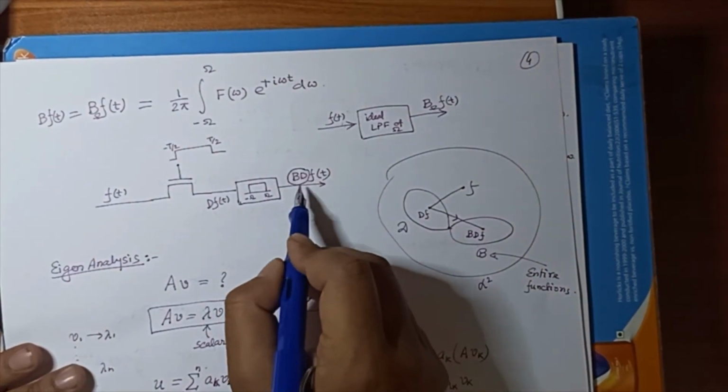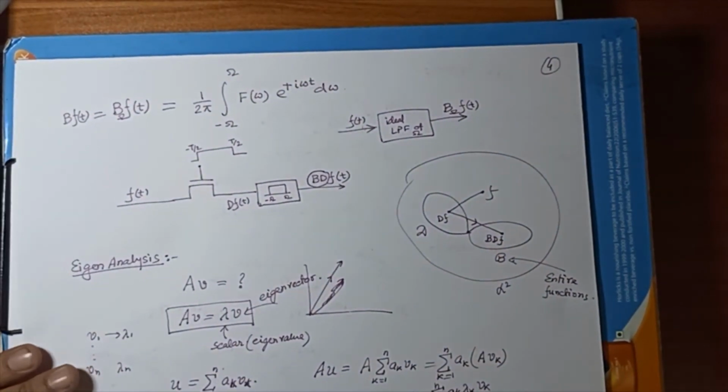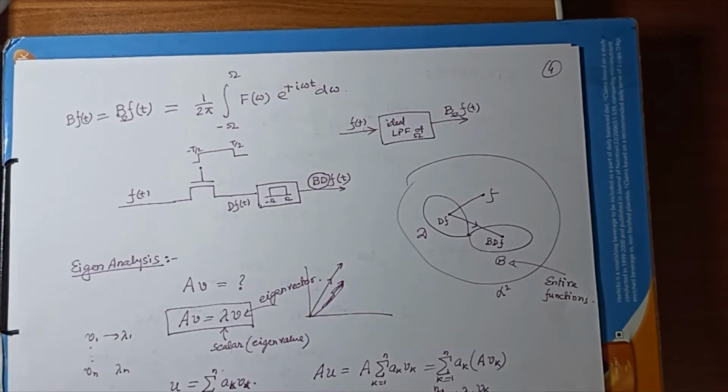So my question is, what about this process? This is also a linear operation, BD. I'll show you what kind of function BD is, and then I will try to perform some eigen analysis on this. Is there any eigenfunction? Do we get something? This was a question which many people tried for more than a century: is there any eigen analysis?